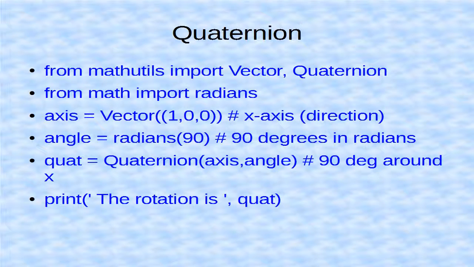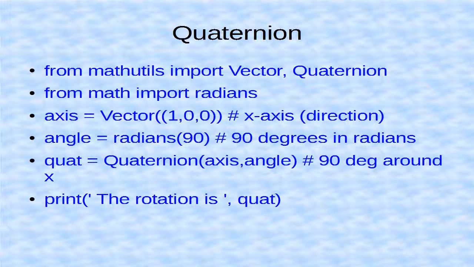To use the quaternion class, we have to import it from mathutils. We also use the vector class and the radians function. To define a rotation, we need an angle and the axis of rotation. The direction of the rotation is based on the right-hand rule. All points on the axis of rotation will remain stationary when the rotation is applied.